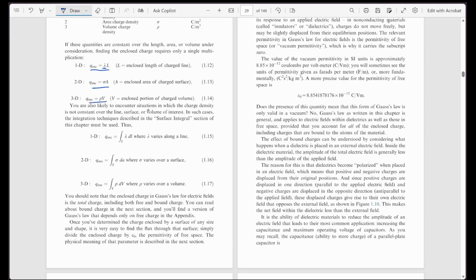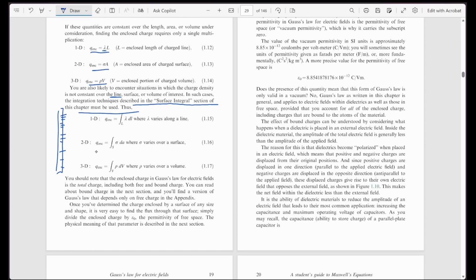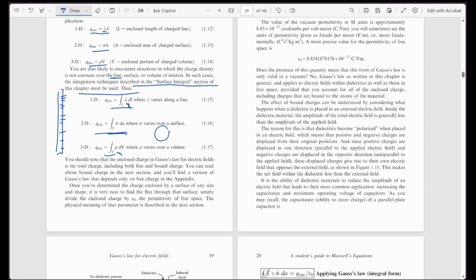You're also likely to encounter situations in which the charge density is not constant over the line. So for example, there may be a lot of charges in here, a few charges in there, 2 charges in here. In such cases, the integration techniques described in the surface integral section of the chapter must be used. So if it was over a surface, we'll just do the surface integral described above, and we'll do the same if it was on a line. We'll do a line integral, and volume integration. We'll just integrate to find the total charge in a volume.